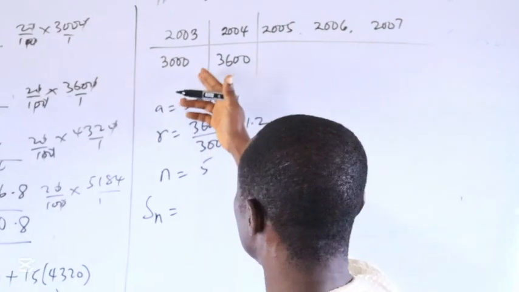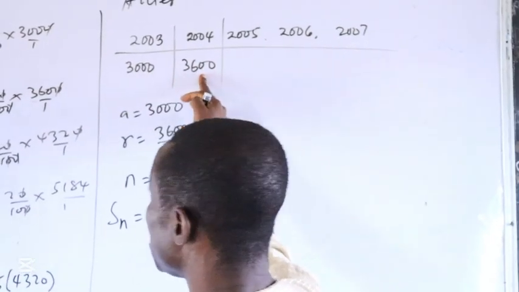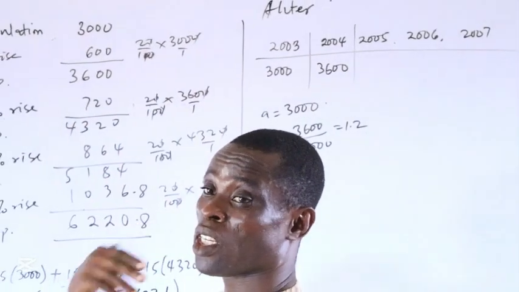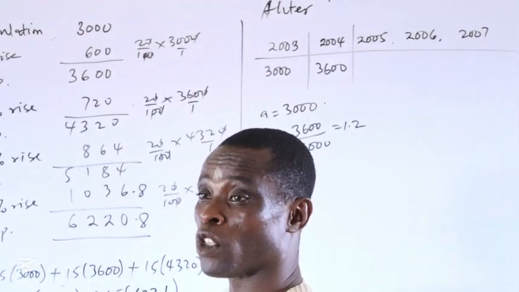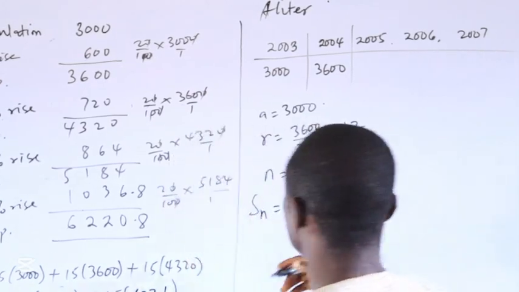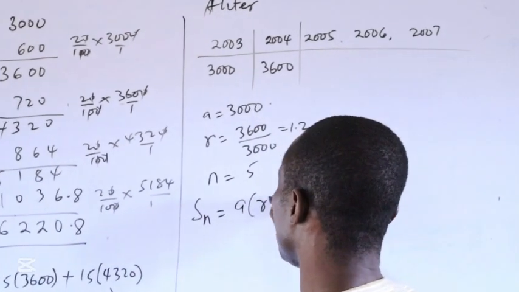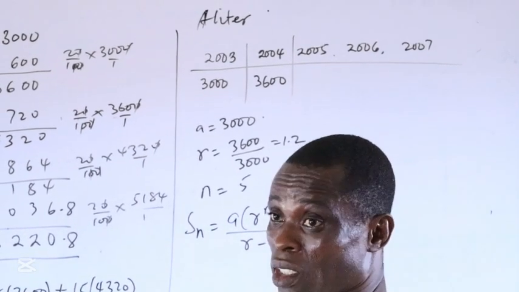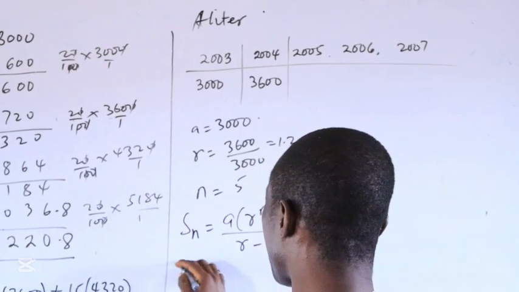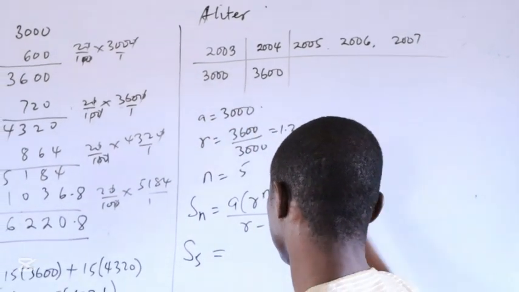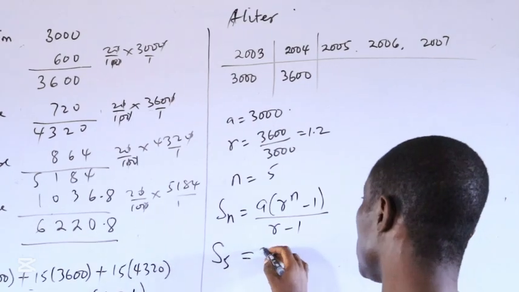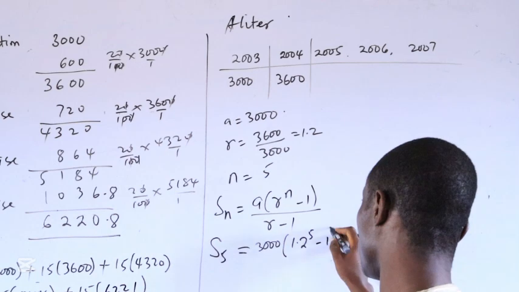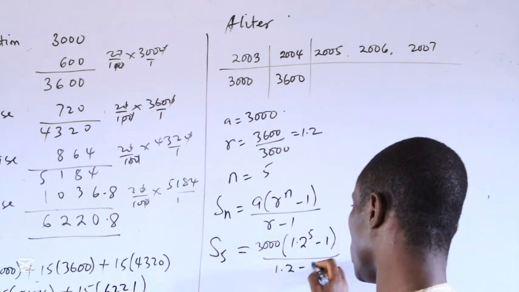Because we discover that this one has a difference of 600. Now when you get to this one, it is not a difference of 600 again. If you want to take it as arithmetic progression, that difference will be constant. So it is geometric progression. The sum formula is a times r to the power n minus 1 all over r minus 1. Then we have S5 because we have 5 years. What is 3,000 times 1.2 to the power 5 minus 1 all over 1.2 minus 1?